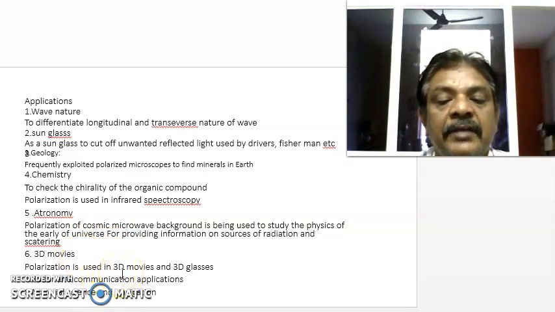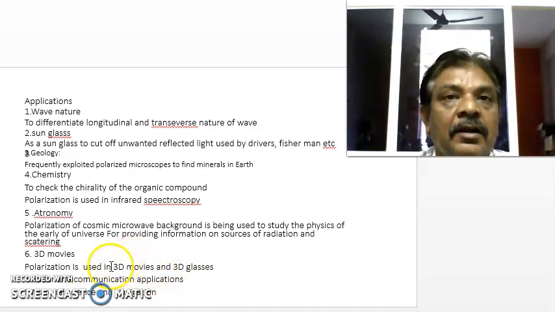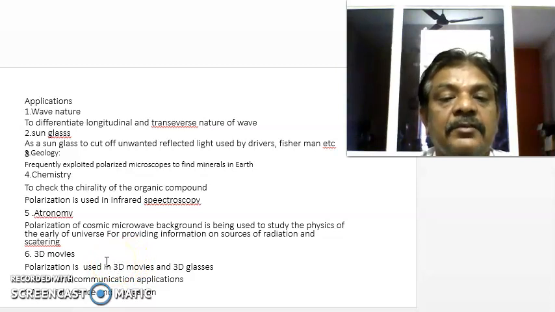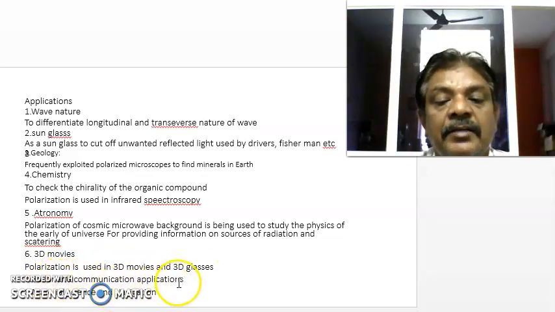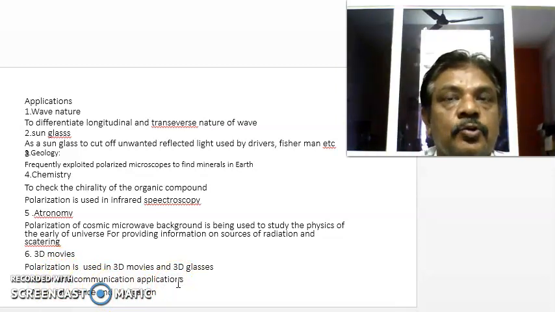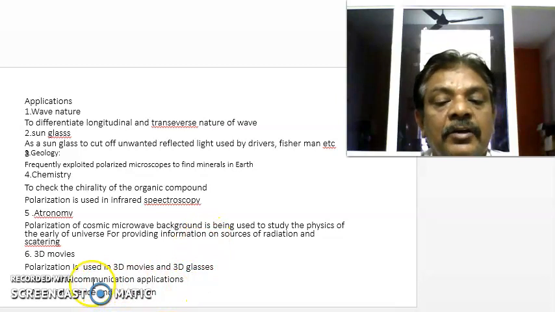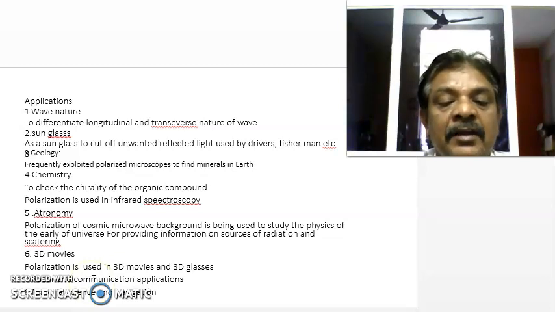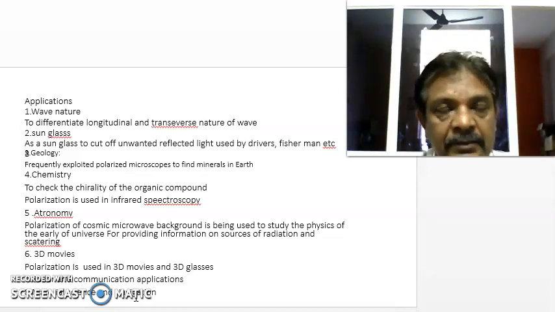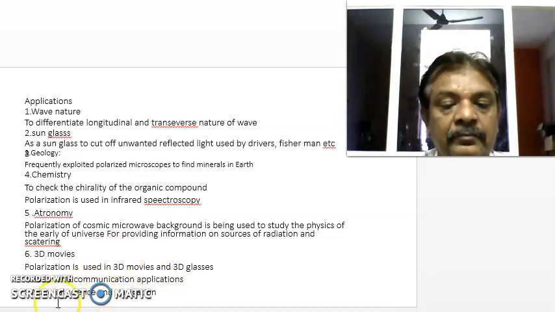The next one is polarization used to design 3D movies and 3D glasses. As you know, 3D movie films are designed by means of polarized light. The next is radar and communication applications. Some radar applications also use polarized light, because polarized light has a unique directional intensity, so it has high intensity and travels more distance. That is why the radar and communication departments use polarized light. Then material science and navigation: in material science, for various materials, verification of stress and strain relations for mechanical properties, you can use polarized light.